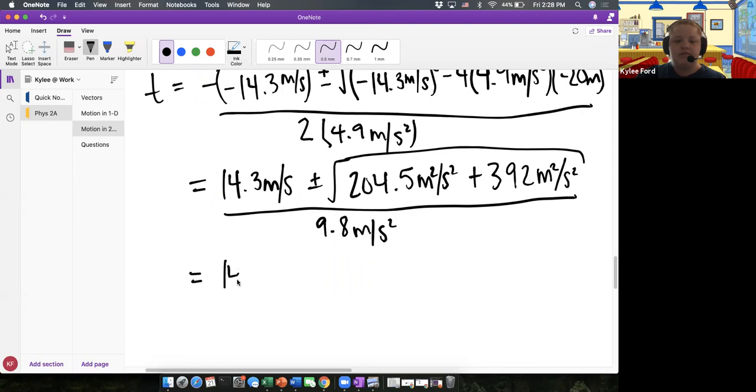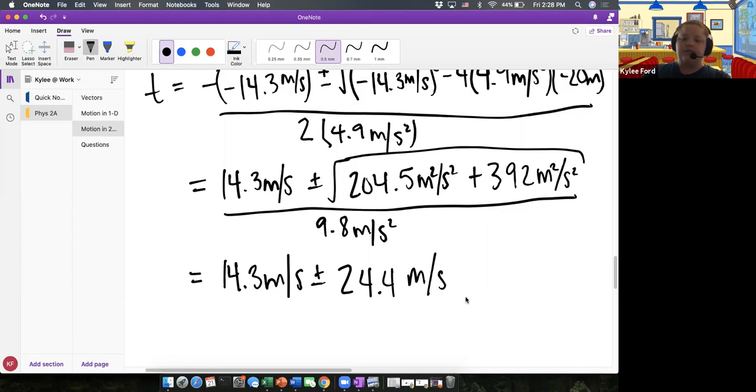I know that this is a lot of math, a lot of algebra, and that's what physics is, so bear with me. 204.5 plus 392, take the square root of that number, and we get 24.4. We're taking a square root of meters squared per second squared, so we end up with meters per second.